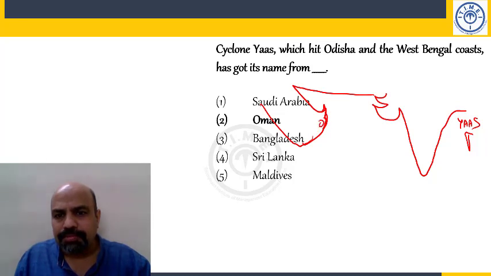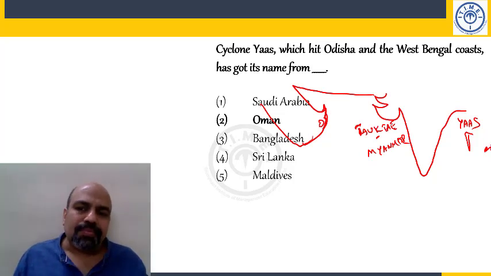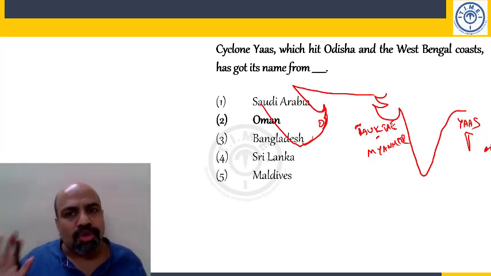Okay, this is Oman. This is Cyclone Yaas. This was hit by Tauktae. The K is silent. Tauktae. This was the name given by Myanmar. And Myanmar is here. Let me wonder, how do these names come? There is a list and everything, but I'll give you some dope on this.